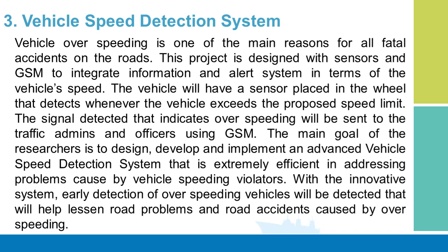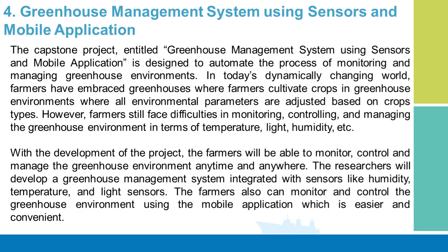The main goal of the researchers is to design, develop and implement an advanced vehicle speed detection system that is extremely efficient in addressing problems caused by vehicle speeding violators. With the innovative system, early detection of overspeeding vehicles will help lessen road problems and road accidents caused by overspeeding. Greenhouse management system using sensors and mobile application.